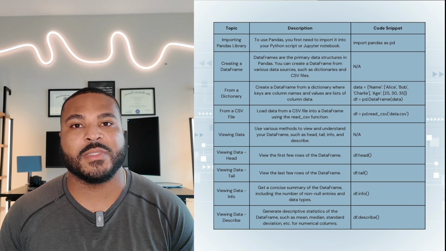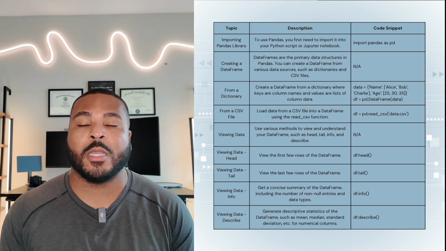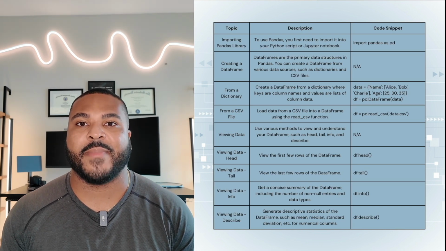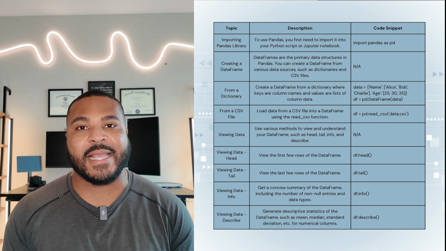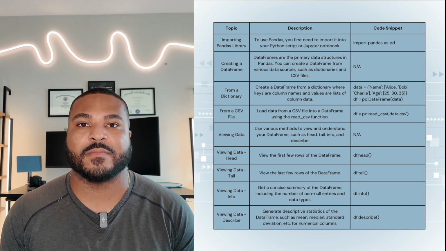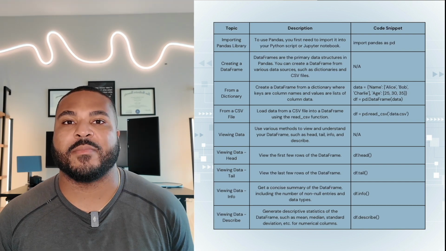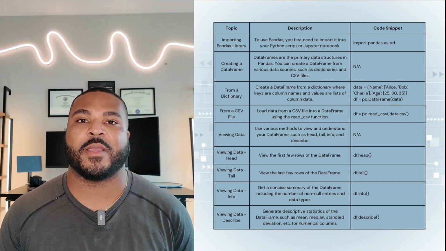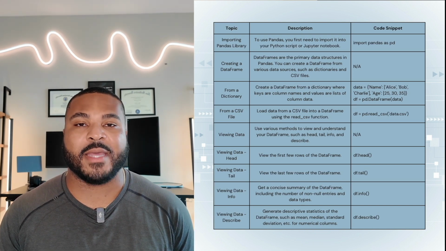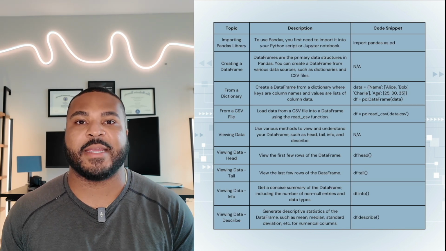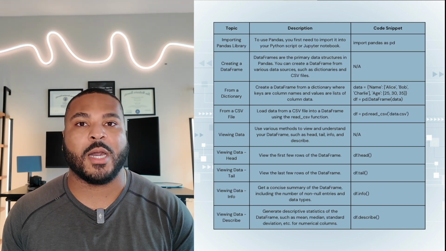So to view the first few rows of the DataFrame, use the head method. By default, head shows the first 5 rows, but you can specify the number of rows to display by passing an argument to the method, like df.head(10). To view the last few rows of the DataFrame, use the tail method. Similar to head, you can specify the number of rows to display by passing an argument. The info method provides a concise summary of the DataFrame, including the number of non-null entries and data types for each column. The describe method generates descriptive statistics of the DataFrame, such as the mean, median, standard deviation, and more for numerical columns within the DataFrame.